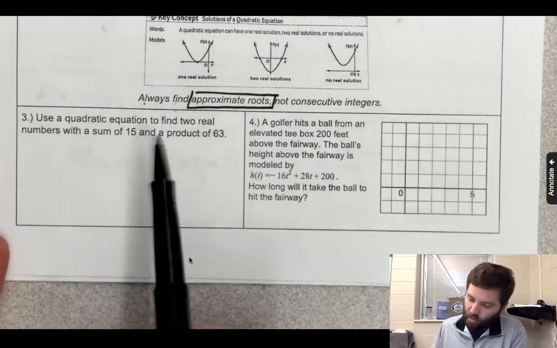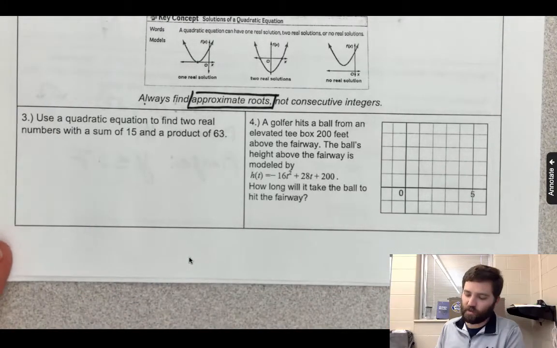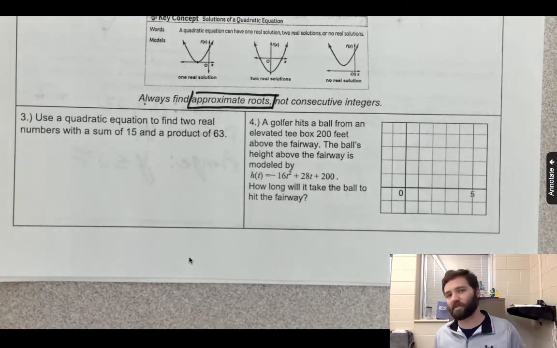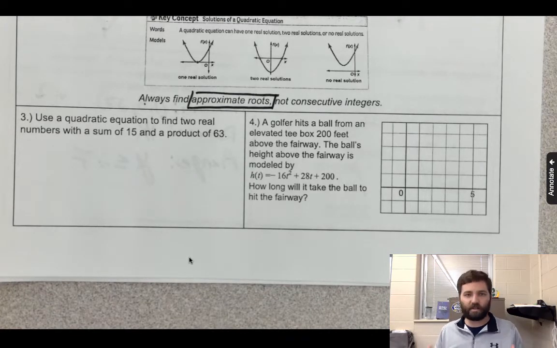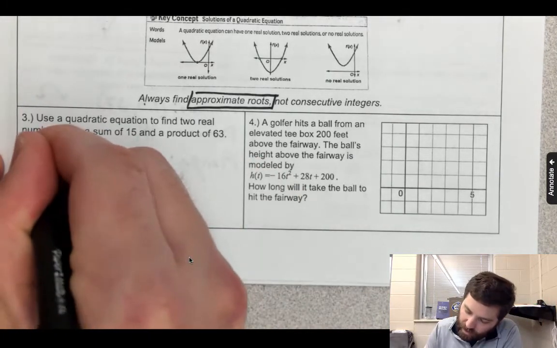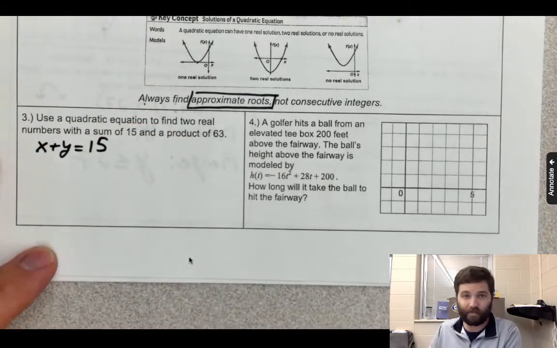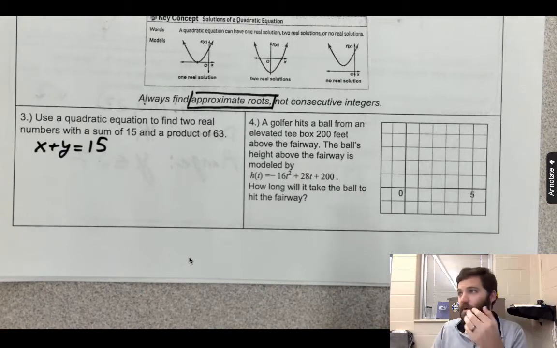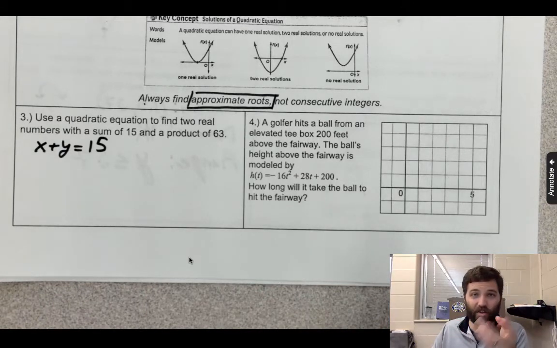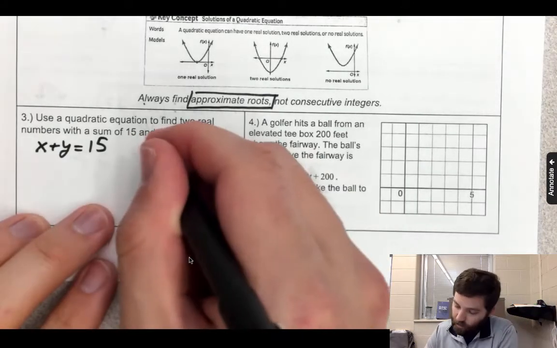All right, let's do a couple word problems. Use a quadratic equation to find two real numbers with a sum of 15 and a product of 63. So when I see a problem like this, I'm thinking, okay, two real numbers I'm trying to find. There are two unknowns. They're probably different numbers. So I'm thinking x and y. What do I know about them? Well, their sum is 15, so x plus y has to equal 15. What else do I know about them? Their product is 63. Well, that means that x times y, the two numbers multiplied, has to equal 63.